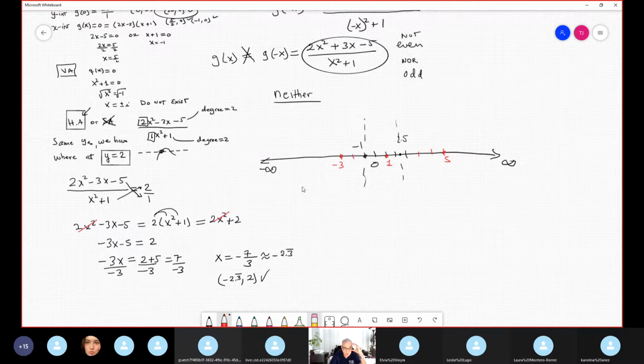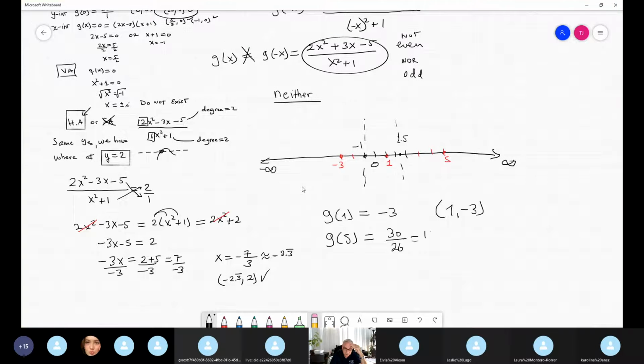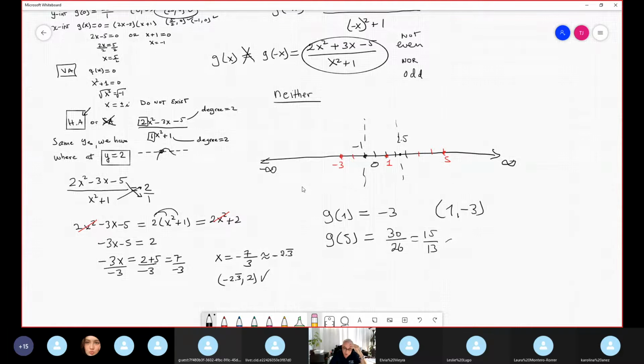In the region, you evaluate g at 1. The answer is negative 3. Therefore, the point is the point 1, negative 3. Okay, this is just plugging in and using the calculator. I don't want to explain anything more. You evaluate at 5, and the answer is 30 over 26. You reduce to lowest terms, 15 over 13. Okay, and decimal is approximately 1.15. And the point is the point 5, 1.15.